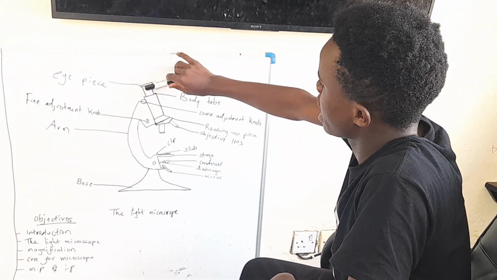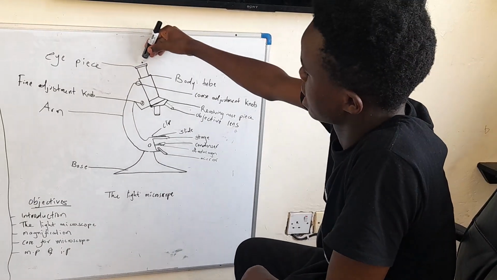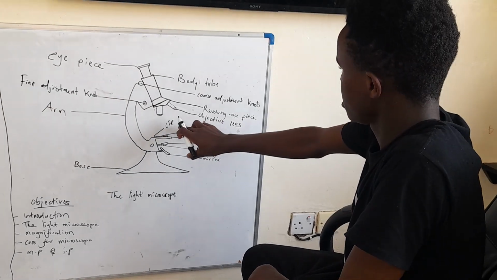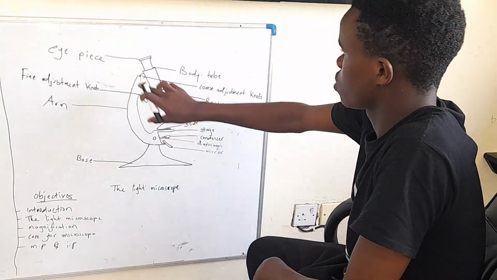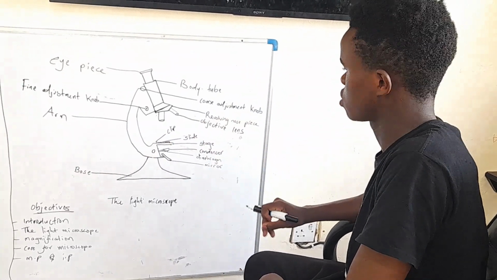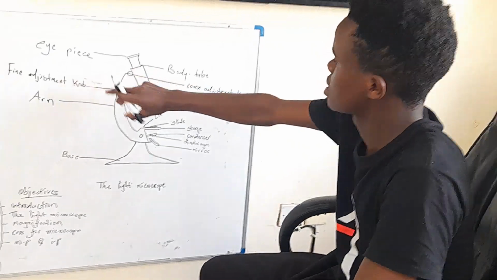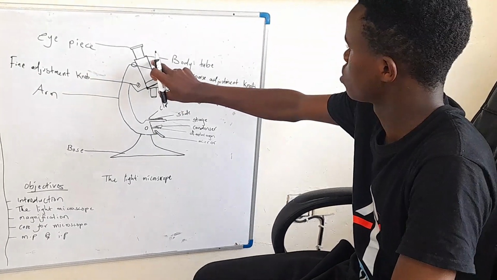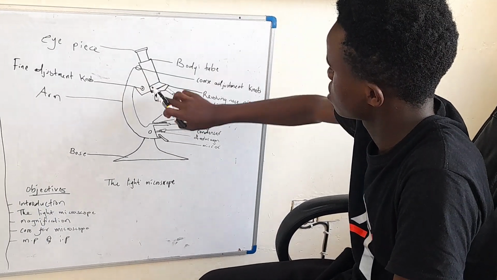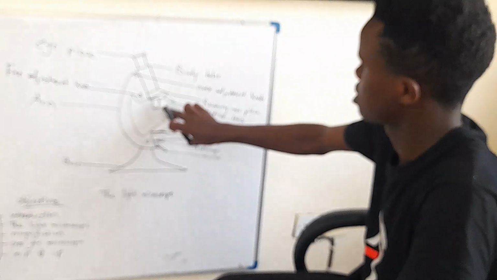This is called the eyepiece. Inside the eyepiece you get an eyepiece lens. And these are the objective lenses. The eyepiece lens and the objective lenses contribute to the total magnification of the specimen. From the eyepiece you have the body tube here. Its function, as you can see, is to hold the revolving nosepiece and the objective lens.